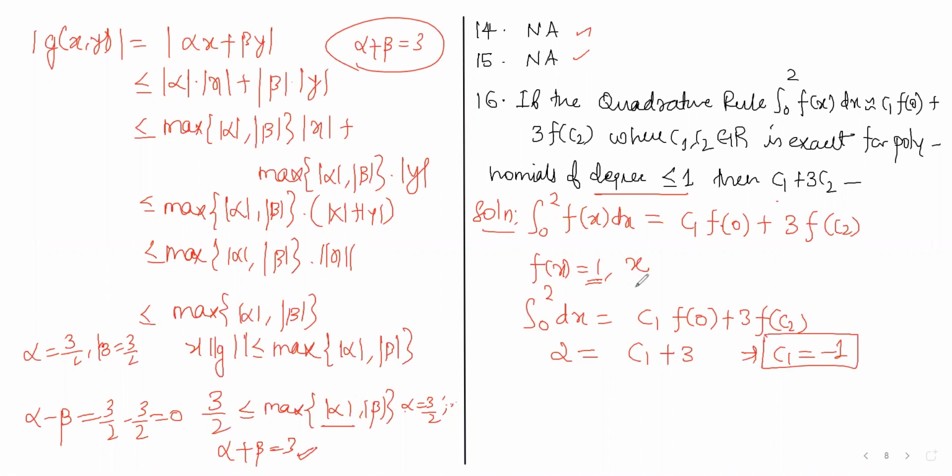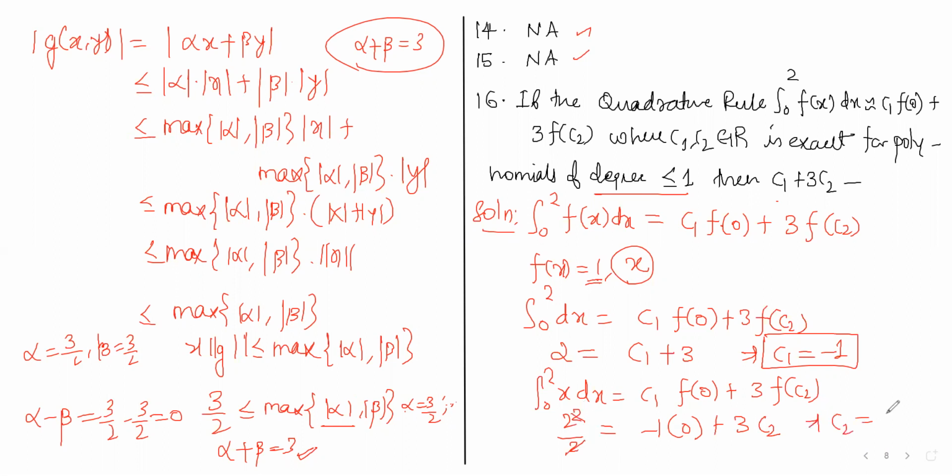Well, I'm happy now. And now the same thing for x. So that means integral 0 to 2 of x dx will be equal to c1 times f of 0 plus 3 times f of c2. So if you integrate this, then 2 square over 2 will give me c1 is minus 1 and f of 0 will be 0, plus 3 times f of c2 will be c2 simply. And this 2 and 2 gets cancelled. This implies c2 is 2 over 3.